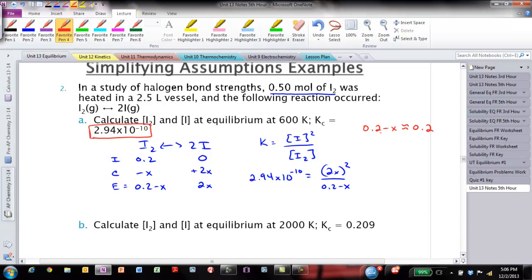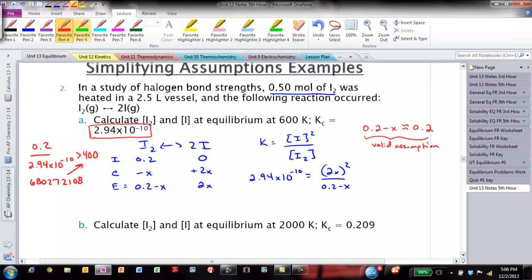As a general rule, to make sure that this assumption is okay, you can take your initial concentration, so here would be 0.2, and divide it by the K. If the number you get is greater than 400, then the assumption is probably valid. That's just a rough estimate. Okay? And when you actually do this one, this comes out as 680272108, considerably larger than 400. So we're going to go ahead and say that this is a valid assumption.